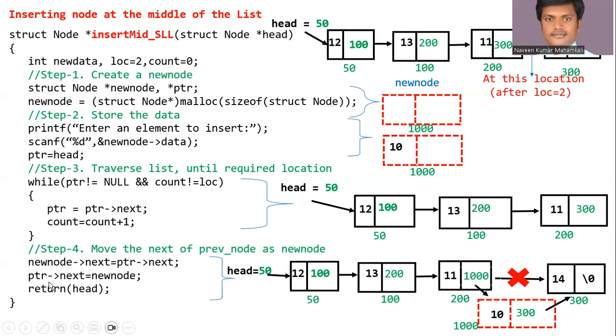Then we are writing one more statement, PTR next equal to new node. So PTR next we are replacing with new node, like 1000. As a result, the connection will be destroyed here and a connection will be established here. As a result, we can see the new node will be inserted after the second location. So these are all the steps involved in inserting a node at the middle of the list.